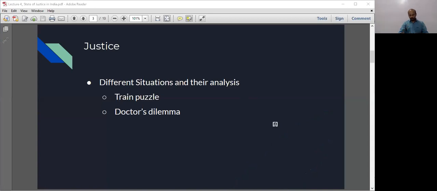So let's say there is a train, and you are in the engine of the train. Unfortunately or fortunately, the train is quite vacant. You see that at some distance the track is diverging into two different paths. So you have a train which is moving, and the track further diverges into two parts.